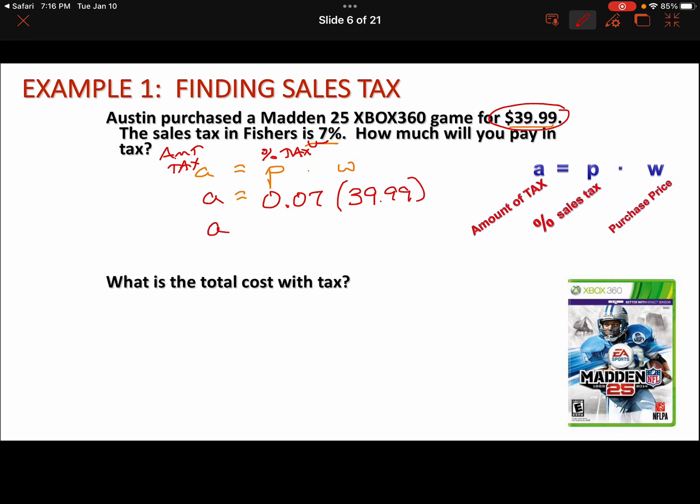Notice A is already isolated, and so now all we have to do is multiply. We're going to take our calculator and go ahead and type in 0.07 times $39.99. Now, if you get a huge number like $279, then that's a good indication that you forgot to move your decimal point. What you should have had was 2.7993 and maybe even more.